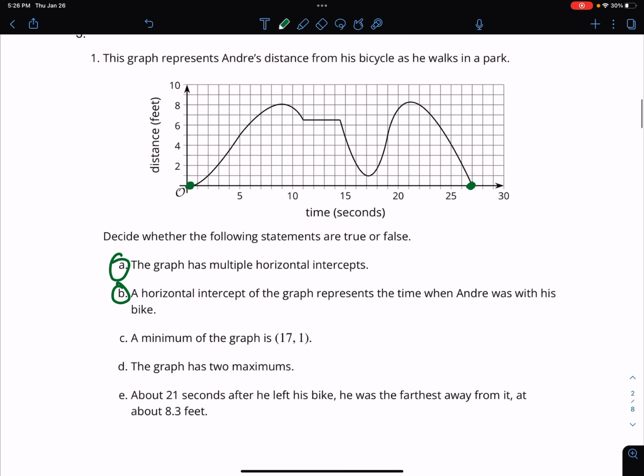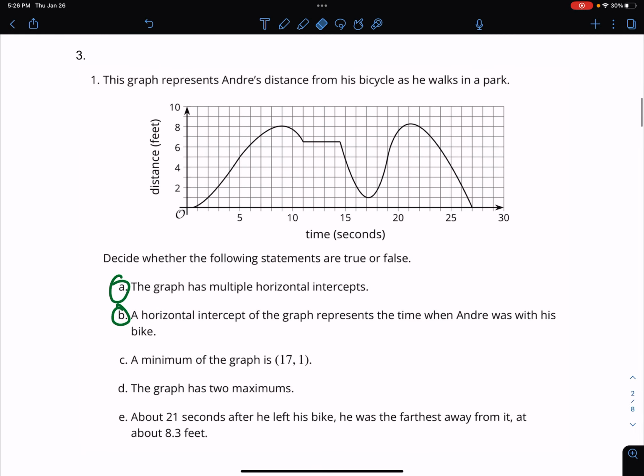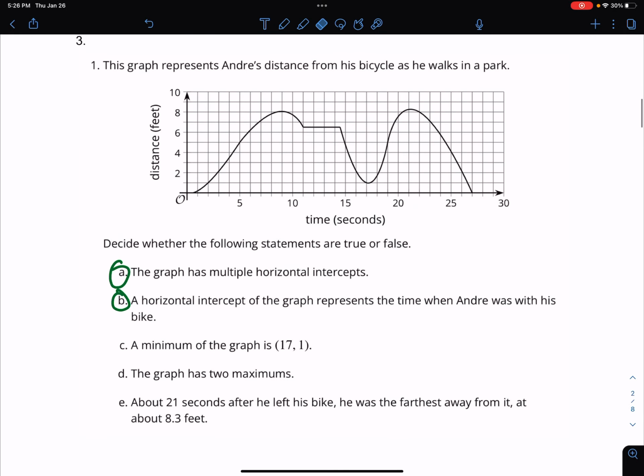Next, we've got C. It says a minimum of the graph is 17.1. Okay, so there are two kinds of minimums. I've been watching a lot of Khan Academy videos, and they talk about absolute minimums or maximums and relative minimums or maximums. You might be inclined to say a minimum is right here, where he's 0 feet away from his bicycle. These horizontal intercepts are minimums. But this also, right there at the bottom of this slope, he got real close to his bicycle. He got within 1 foot of his bicycle. So that is a relative minimum.